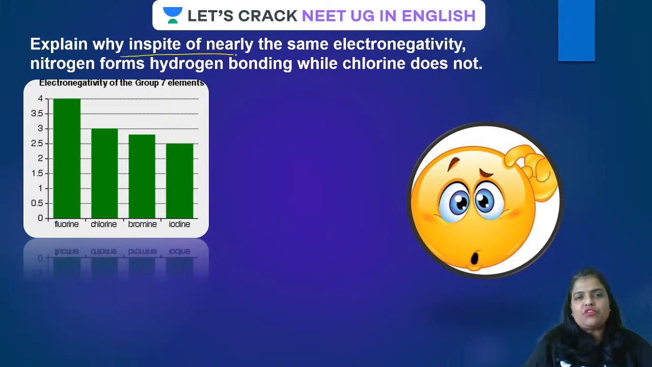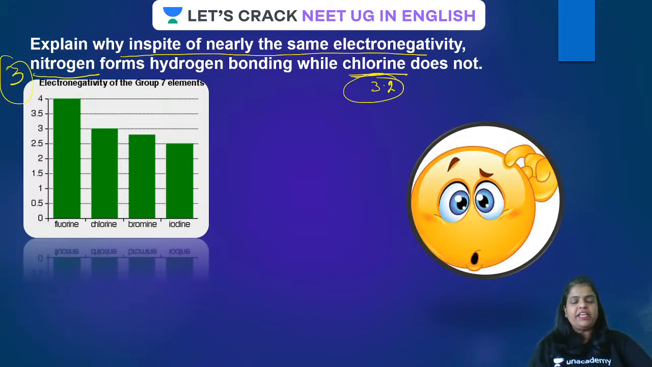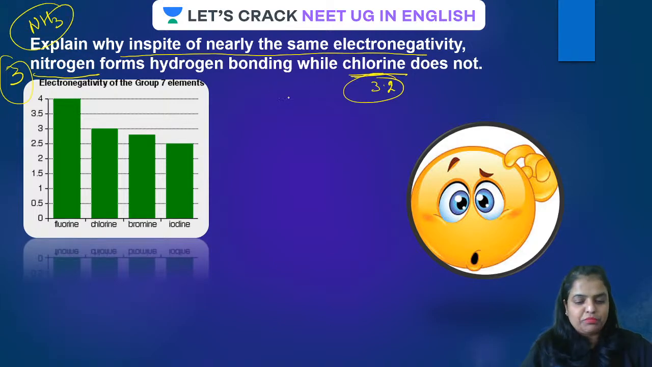Explain why, in spite of nearly the same electronegativity of nitrogen, which is 3, and that of chlorine, which is almost 3, hydrogen bonding is not formed in the case of chlorine. Guys, in some books the value is 3.2. Is that clear? They have nearly the same electronegativity value, but ammonia has hydrogen bonding, whereas chlorine does not form hydrogen bonds, guys. Okay, I'm repeating the question. Explain why, in spite of nearly the same electronegativity, nitrogen forms hydrogen bonds while chlorine does not.